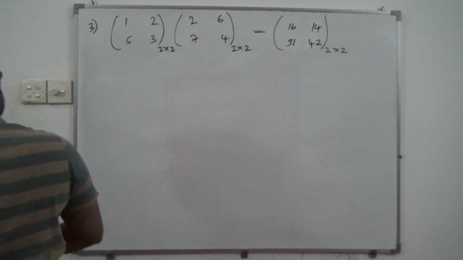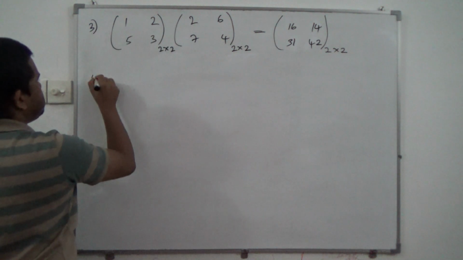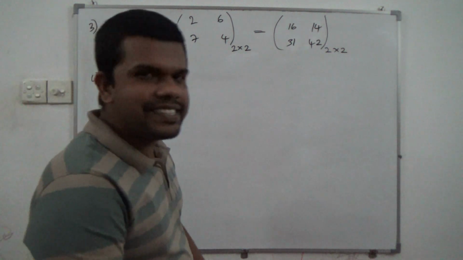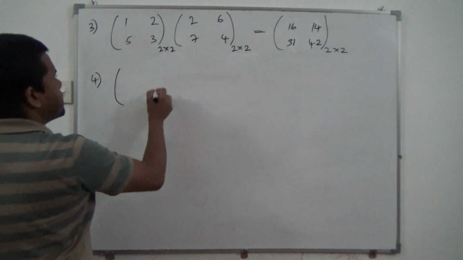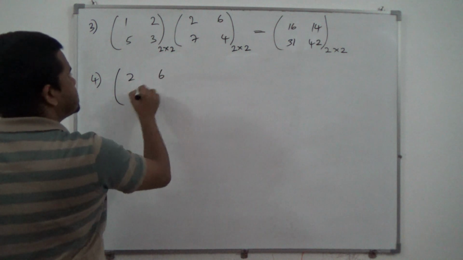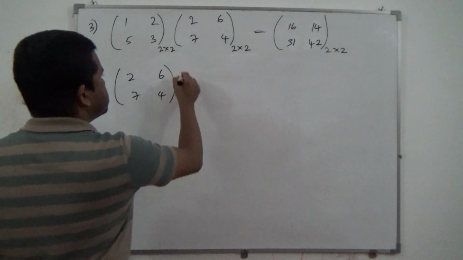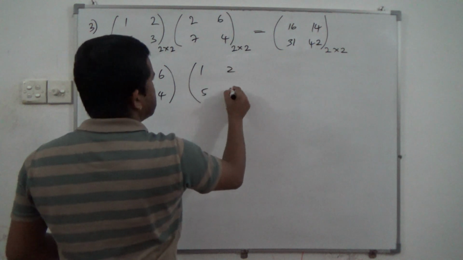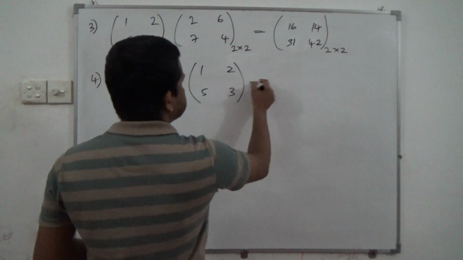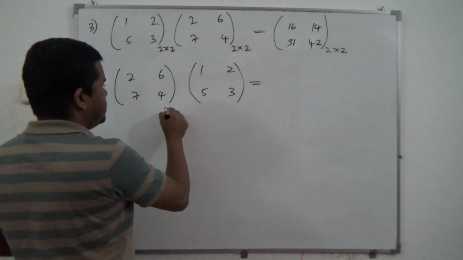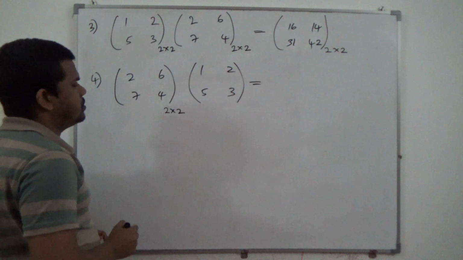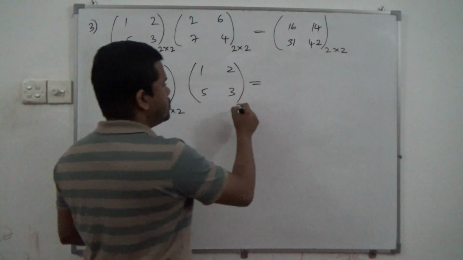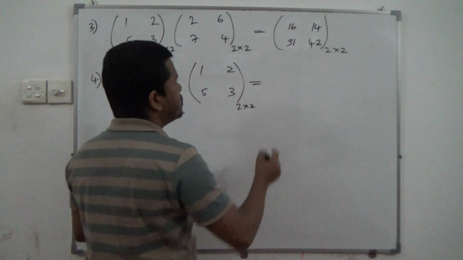Now let's swap the order of the two matrices and see. 2, 6, 7, 4. Here we have 1, 2, 5, 3. Here the order is 2 cross 2. The type is 2 cross 2.